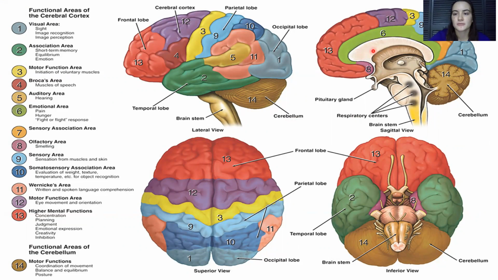So also part of the cerebral cortex that I want to mention while we're here is the corpus callosum. And you'll see the corpus callosum here in the beige tan color. Now, the corpus callosum is a bundle of axons that allows for communication between each hemisphere of the brain.